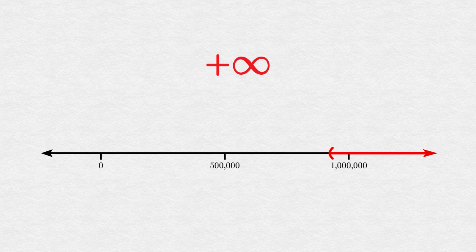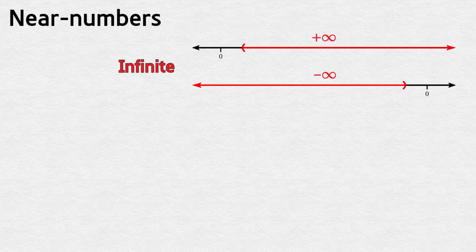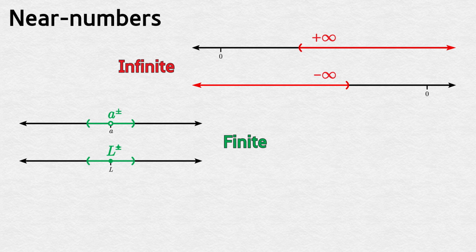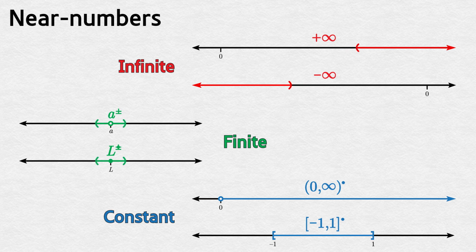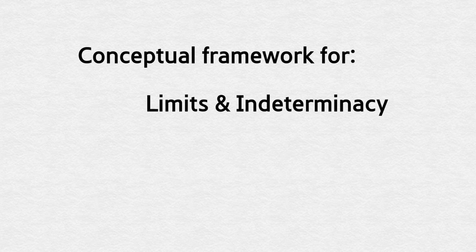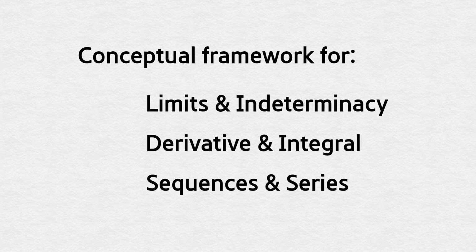Positive infinity is just one of a set of objects that we call near numbers. They're not individual numbers, nor fixed sets of numbers, but objects in the real line that squeeze forever nearer to some location. A few examples of basic near numbers are infinite near numbers, such as positive infinity, which we just saw, and negative infinity; finite near numbers, which squeeze towards some point on the real line in a specific way; and constant near numbers, which consist of any set of numbers in the real line. These don't actually squeeze at all, but they're useful for discussing things like indeterminacy or the sign of positive infinity. Near numbers provide the proper conceptual framework for building a more complete understanding of every core concept and definition of calculus, from limits and indeterminacy, to the derivative and the integral, and even sequences and series.